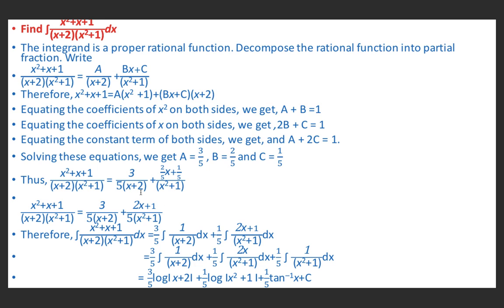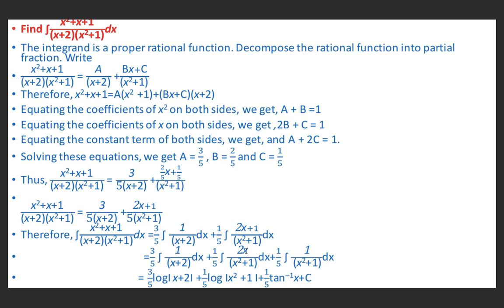Now it is easy to find the integration of these functions. The integration of this function is equal to the integration of these, because these are two different functions. So I will find the integration of this separately and the integration of this also separately. So this is equal to 3 upon 5, which is constant, times integral of 1 upon x plus 2 dx, plus 1 upon 5, constant, times integral of 2x plus 1 upon x square plus 1 dx. So the integration of the first is nothing but log of x plus 2.